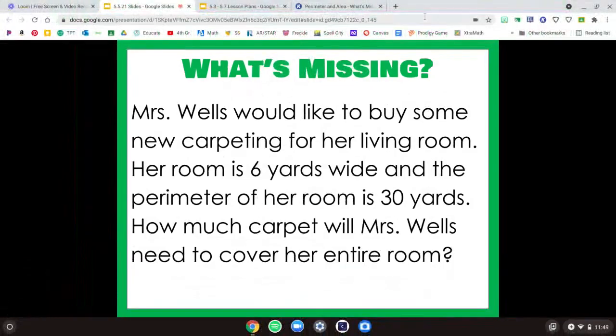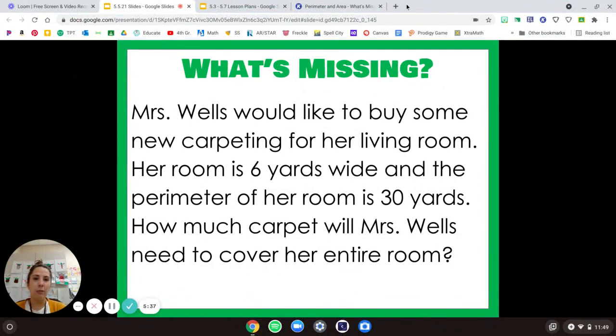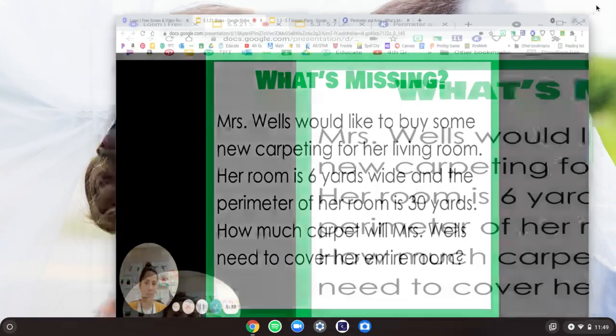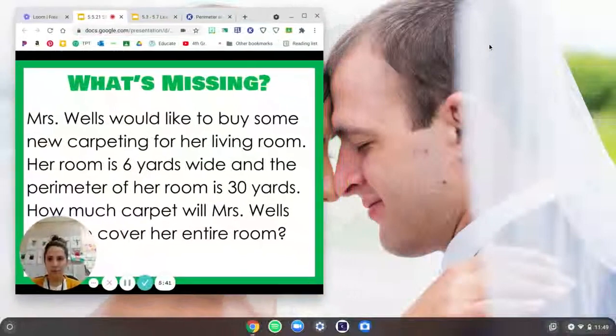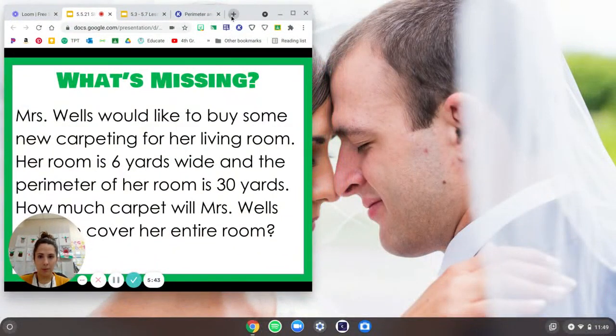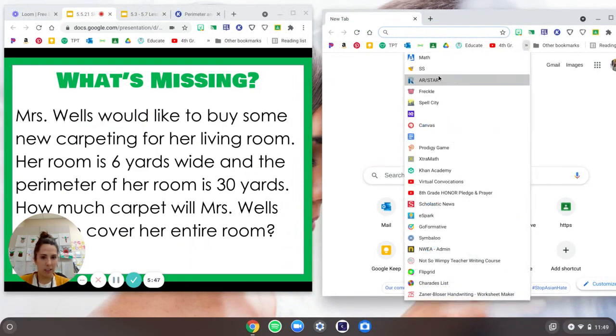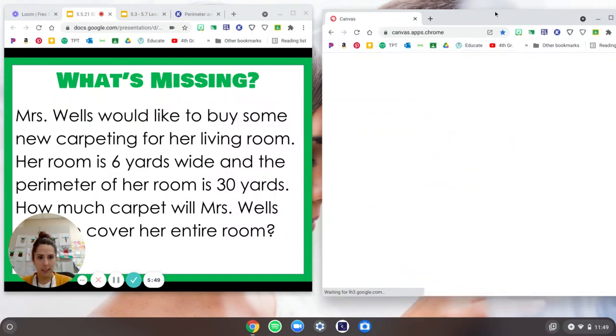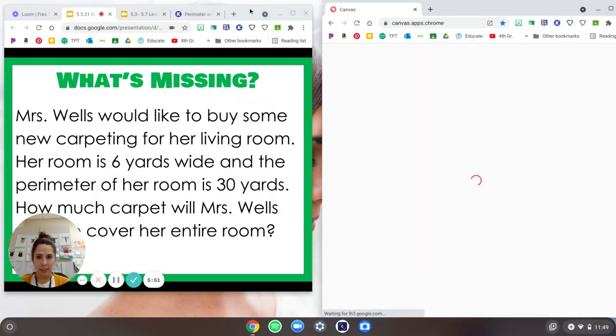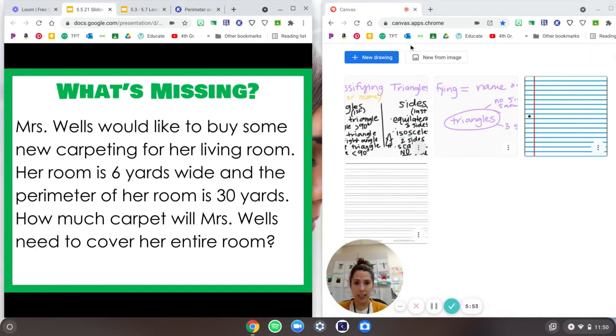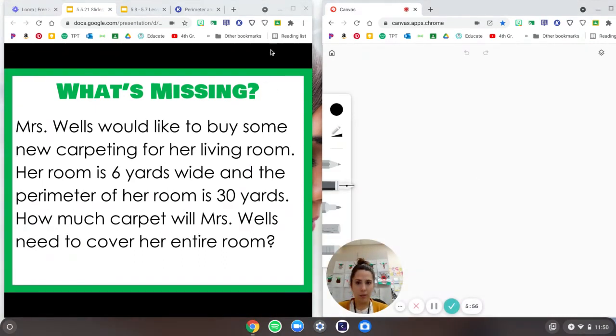All right. So this way, I would sketch it out. And what I'm going to do is actually put my problem over there. And I'm going to open up my notebook over here so I can see them side by side. Do a new drawing.